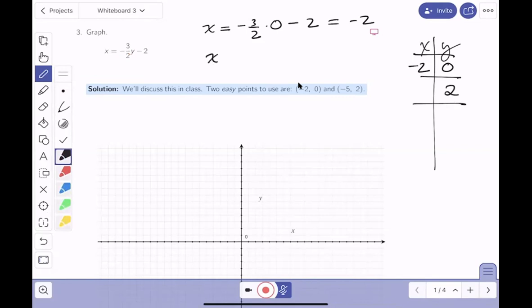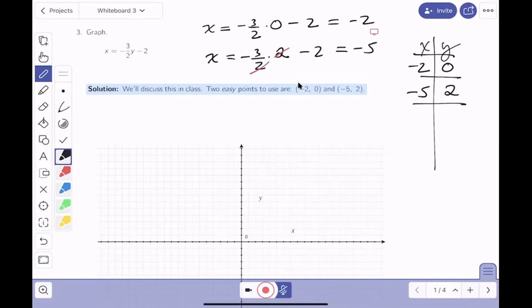So what do you get? X equals -3/2 times 2 minus 2. Let's do the arithmetic. The 2's cancel, and you get -3 minus 2, which is -5. All right. I want to do another point for you, by the way. So this is why would you do that to me?